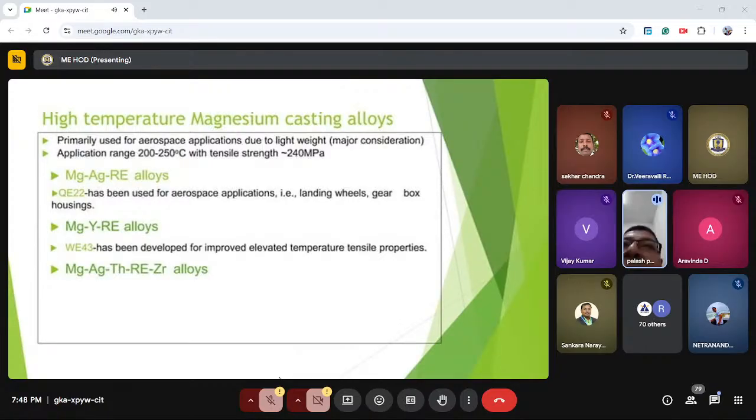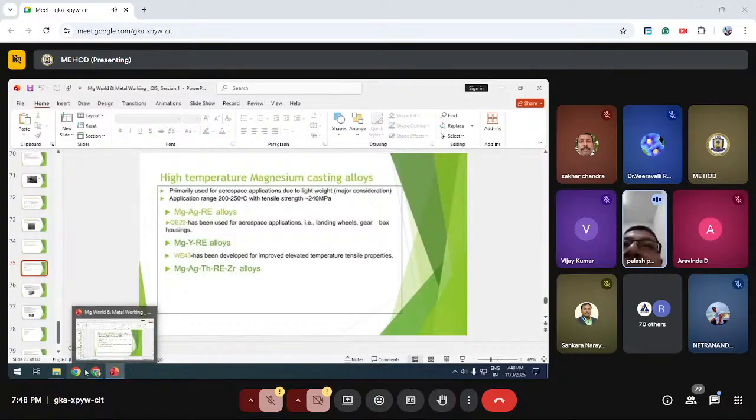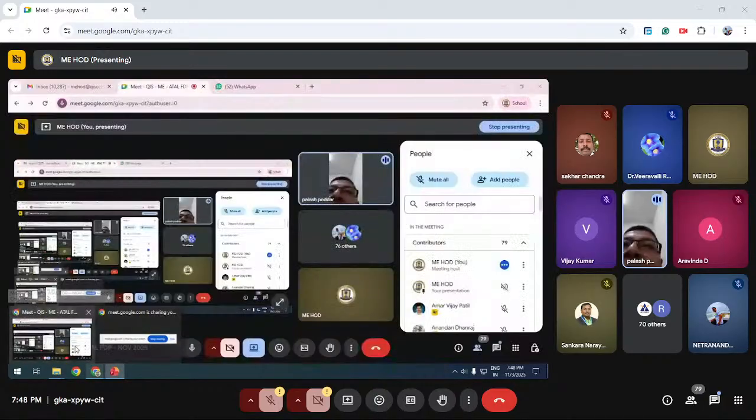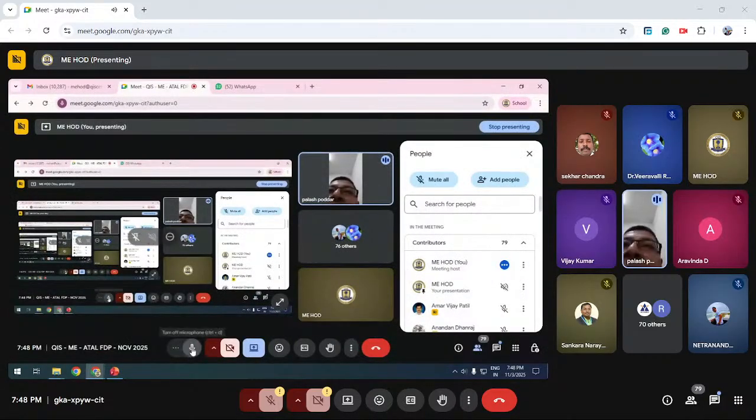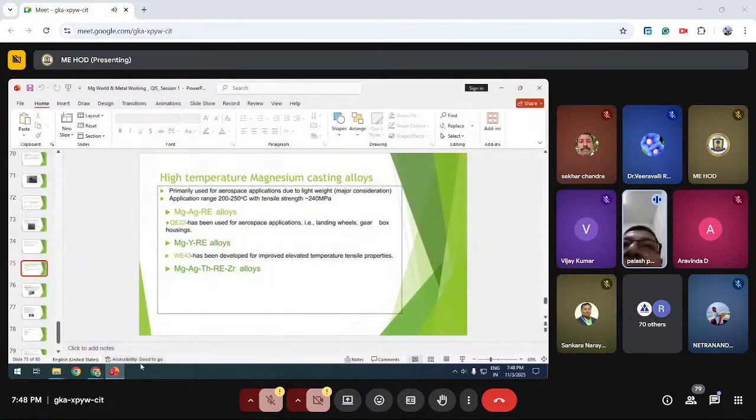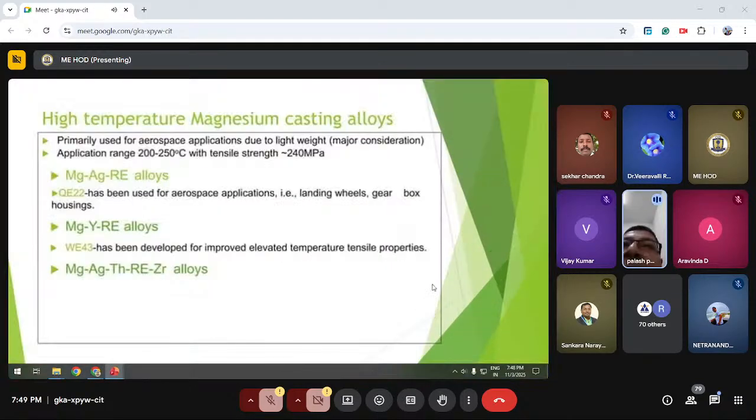Magnesium-silver-rare earth alloys such as QE22 have been used for aerospace applications, that is, landing gearbox housings. Magnesium-yttrium-rare earth alloys, that is WE43, have been developed for improved elevated temperature tensile properties.